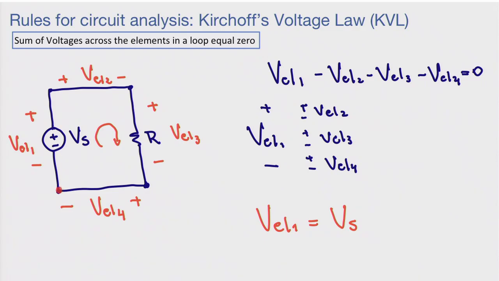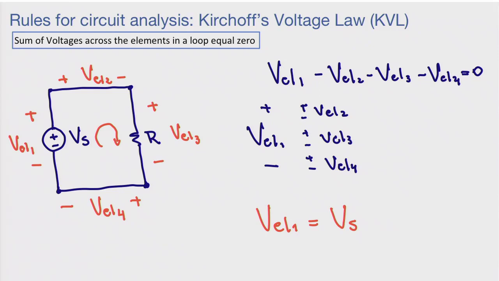So starting here, let's go around the circle. So we are going from minus to plus. That is positive. So we say V element 1. Then we go here, from plus to minus, negative, minus V element 2. Then we go from here down, plus to minus, negative, minus V3. Here, plus to minus, negative, minus V4. And we got to this, which essentially said that the voltage going from this point to that point is equal to the sum of the other voltages. And all of them together is zero.